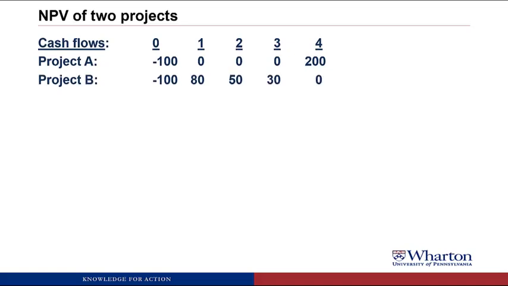In project B, we invest the same $100 today, but we get some immediate payoff. So we get $80 next year. We get $50 the year after that, $30 the year after that, and then nothing in year 4. Which of the 2 projects would you rather invest in?